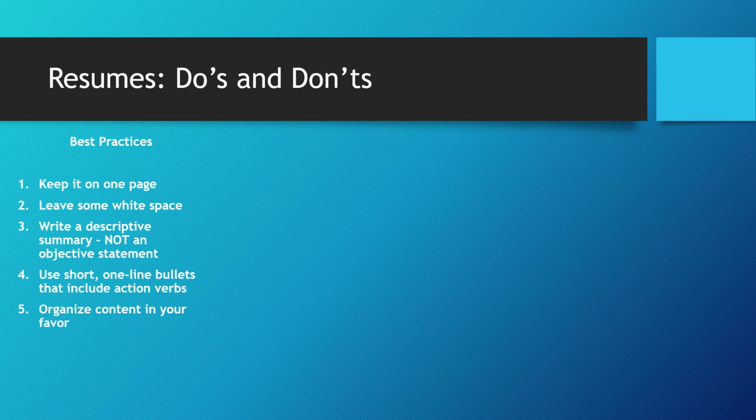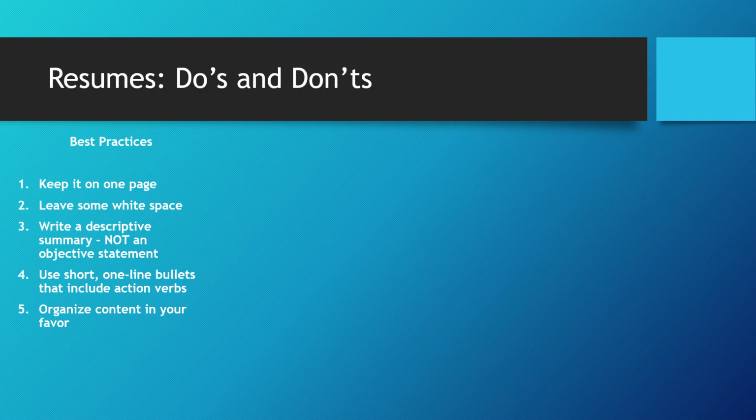So number 5 there was organize content in your favor. What I mean by that is even though the standard is to organize your work history chronologically, starting with the most recent job and then working back into your past, for some people, it makes more sense to group types of employment. For instance, on my resume, I have a copywriting section, I have a teaching section, and then I have a corporate America section. And within those sections, things are presented chronologically.